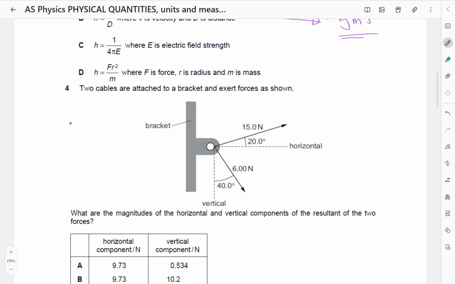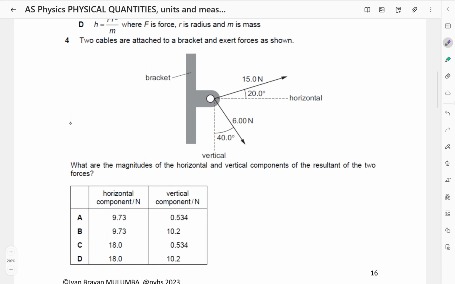Two cables are attached to a bracket and exert forces as shown. What are the magnitudes of the horizontal and the vertical components of the resultant force, the resultant of the two forces?